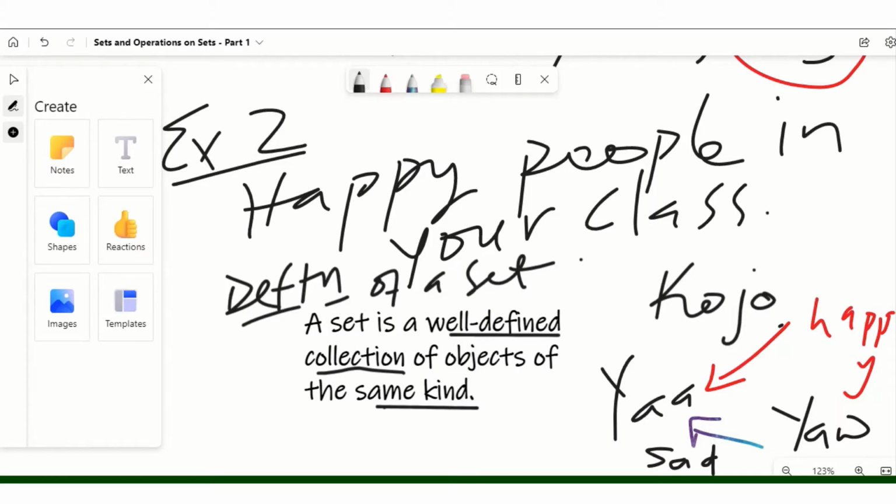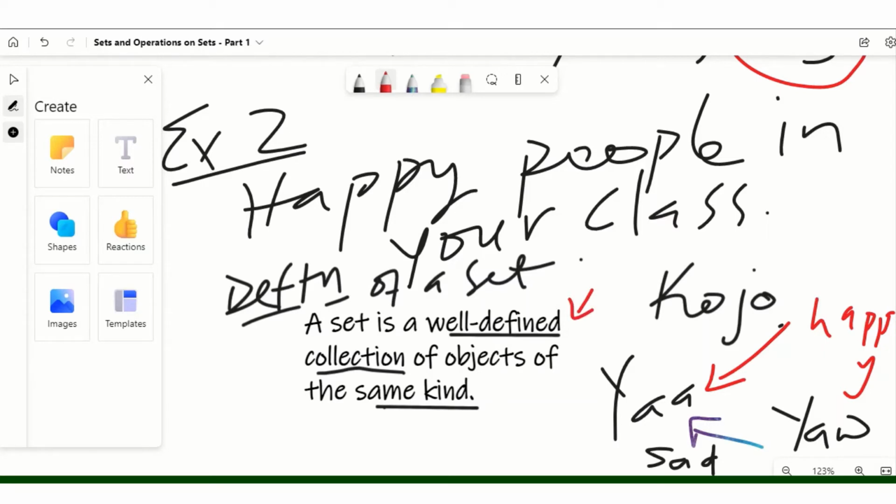So happiness is relative. It depends on a person's opinion. Somebody may think you are happy, another person may think you are not happy. So we can't consider the example of happy people in your class because the happiness attribute is not well defined. It's not very clear cut. So it makes it difficult to say that happy people in your class is a set, because a set should be able to fulfill this criteria of being well defined.